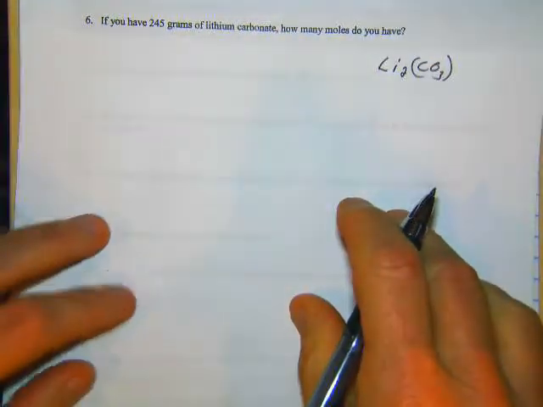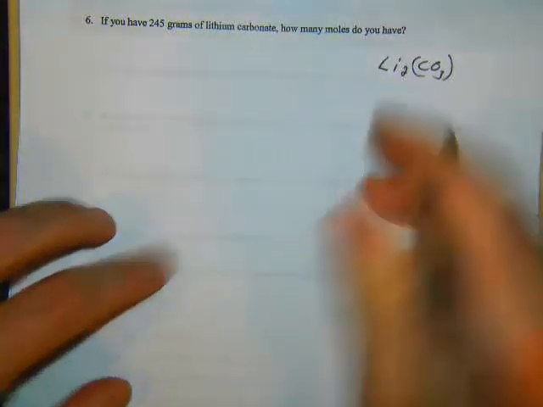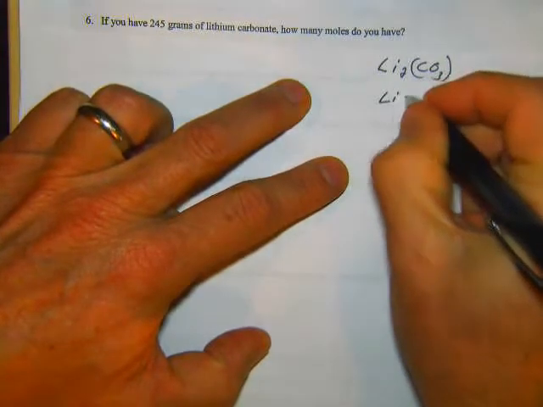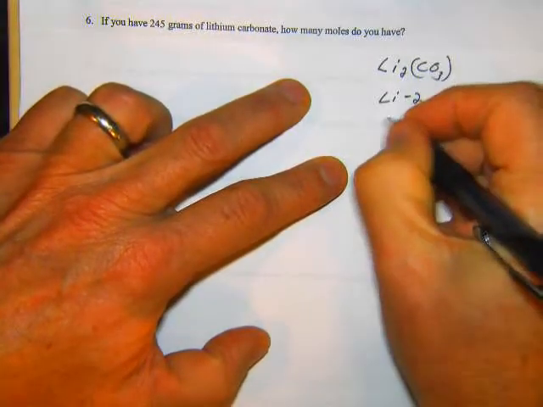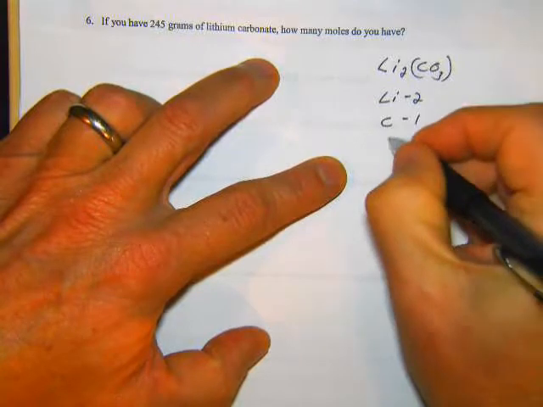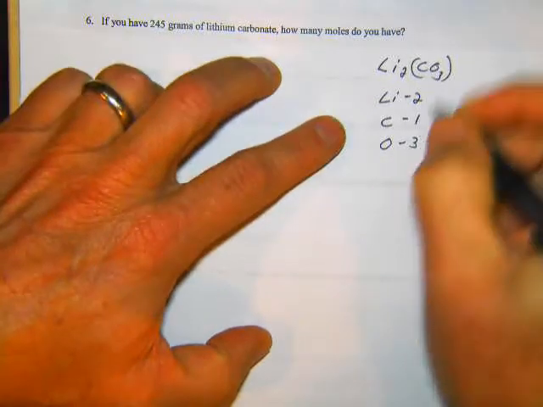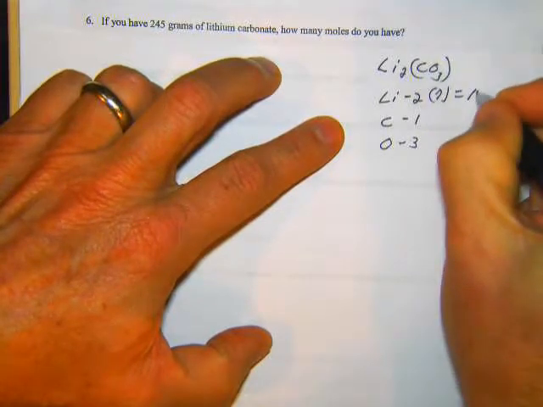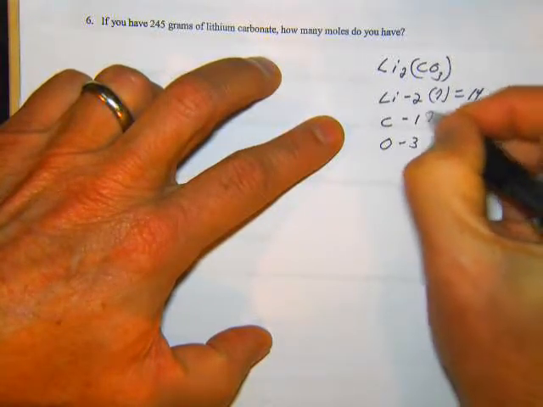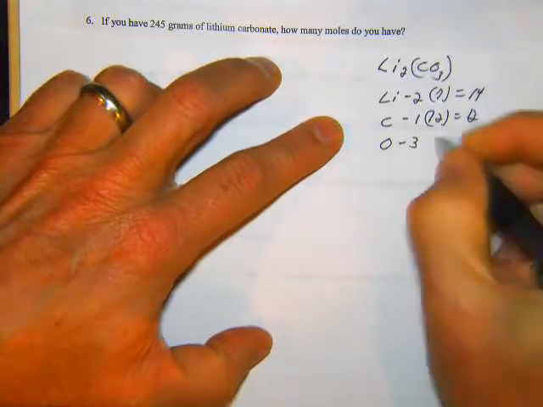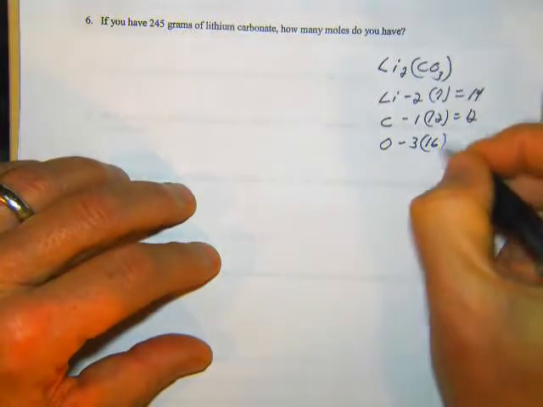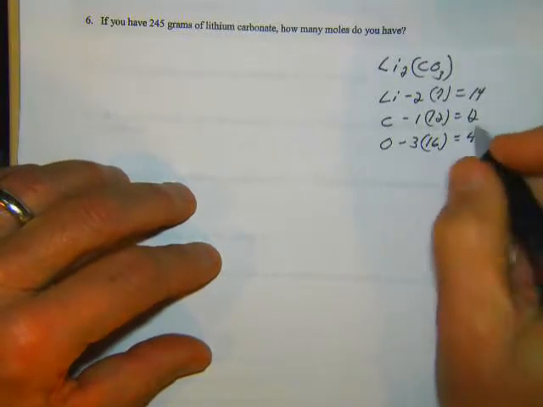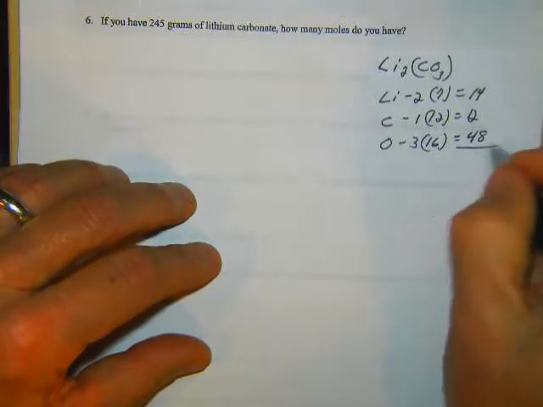So again, we really got to find out the mass of this. So lithium, we've got 2, carbon we have 1, oxygen we have 3. Lithium is 7, so that will give us 14. Carbon's 12, this is 12. Oxygen is 16, so that gives us 48. And if my math is right, it should give us 74.